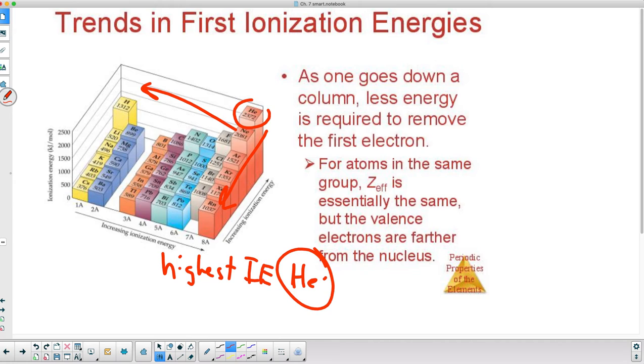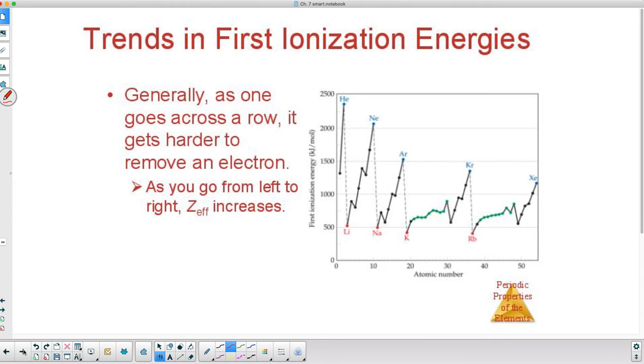That means that if you go across from left to right, it increases, and if you go down, it decreases, because that's where helium is in the periodic table. Okay, so trends in the first ionization energy. Take a look at this again.